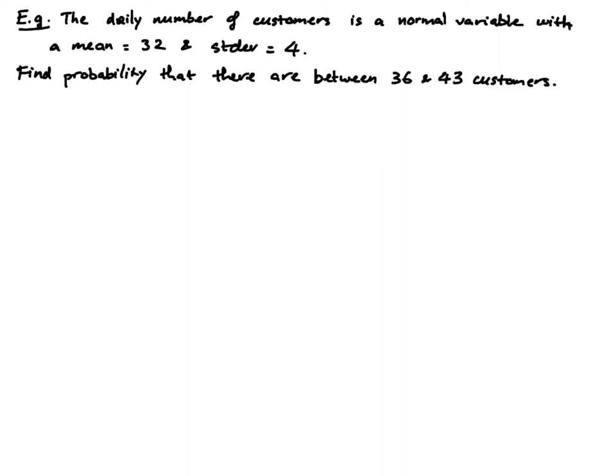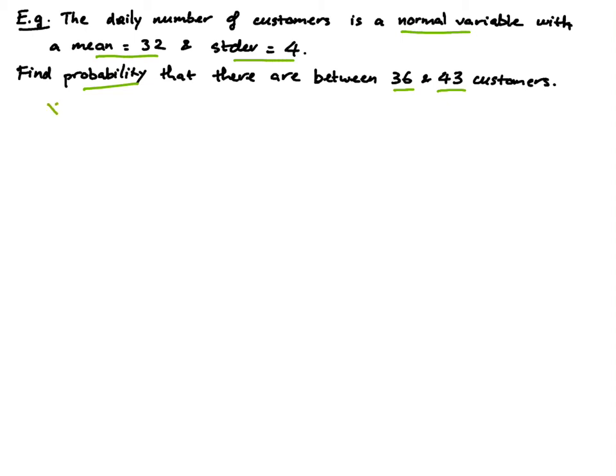Let's now look at an example to see how we apply standardization to find probabilities for a non-standard normal variable. Here we have the daily number of customers is a normal variable with a mean of 32 and a standard deviation of 4. We want to find the probability that there are between 36 and 43 customers.